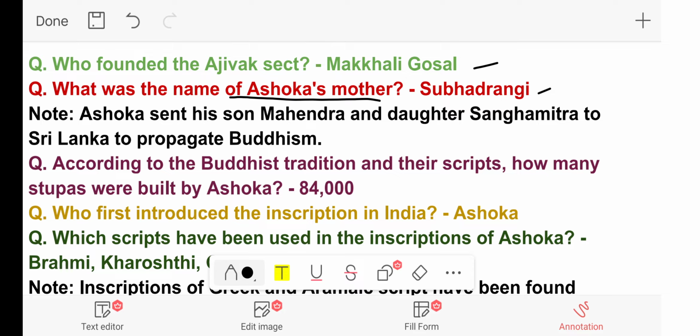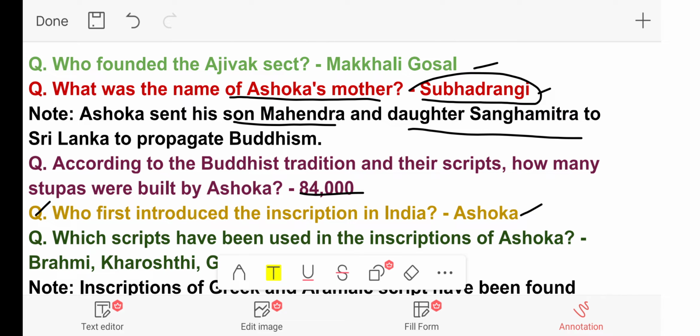That is Subhadrangi. Note, Ashoka sent his son Mahendra and daughter Sanghamitra to Sri Lanka to propagate Buddhism. Next is, according to Buddhist tradition and their scripts, how many stupas were built by Ashoka? The answer is 84,000. Next is, who first introduced the inscription in India? So the answer is Ashoka first introduced the inscription in India.